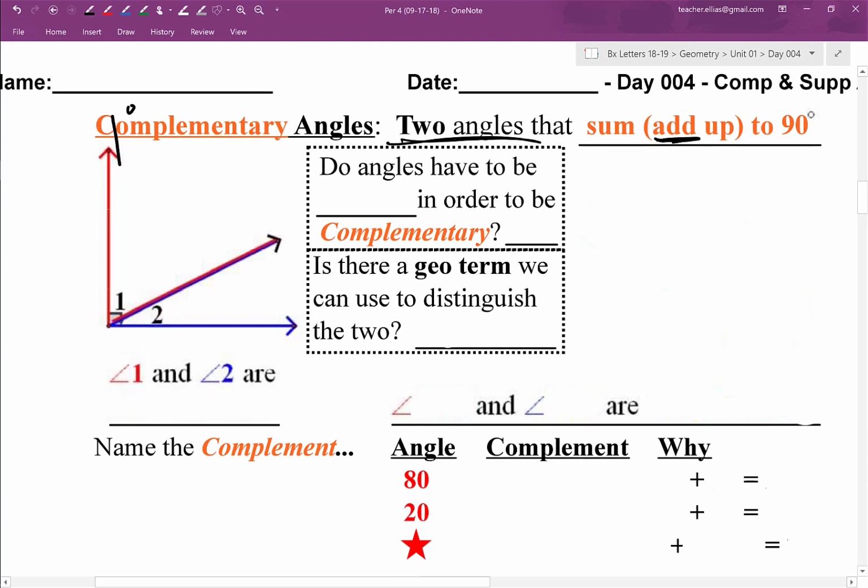Okay. So in that first diagram, what would you call angle 1 and angle 2? They're complementary. Why? Yeah, because they both add up to 90 degrees. And what did you notice about angle 1 and 2 in the launch? What did you notice about them?